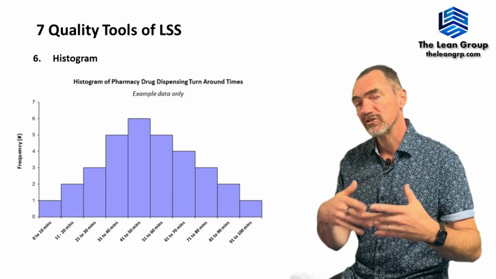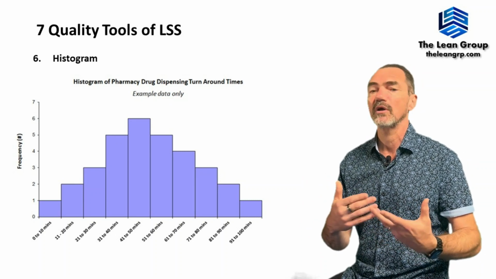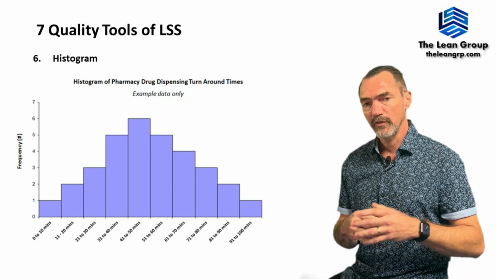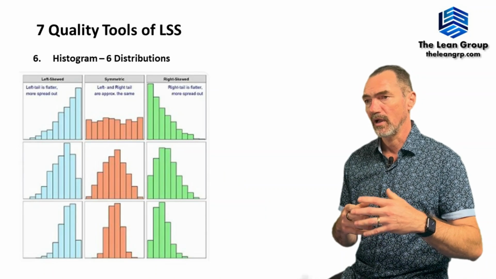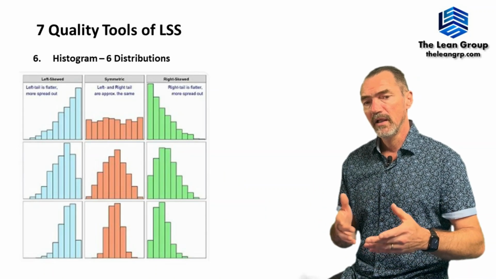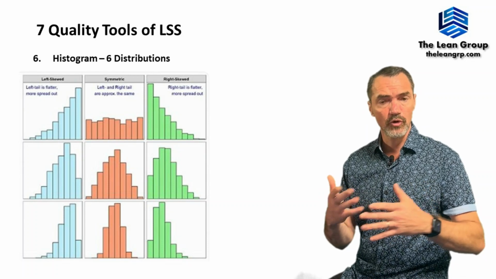And there are 6 different types of distributions that we'll find in a histogram. So there's J distribution, there's skewed left, skewed right. There's normal, which is also known as rectangular.